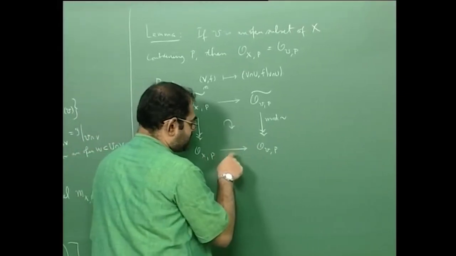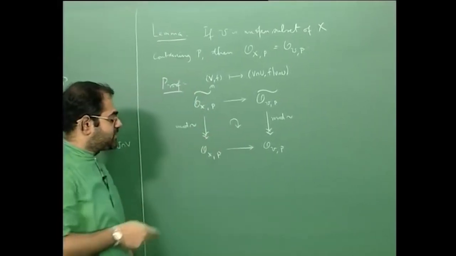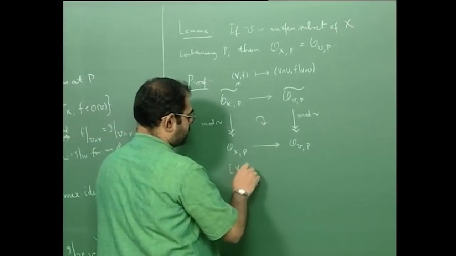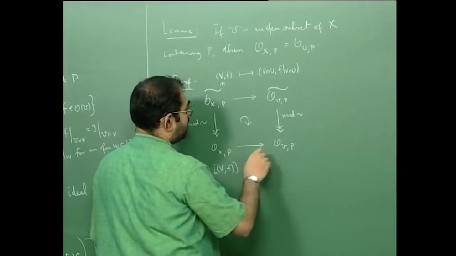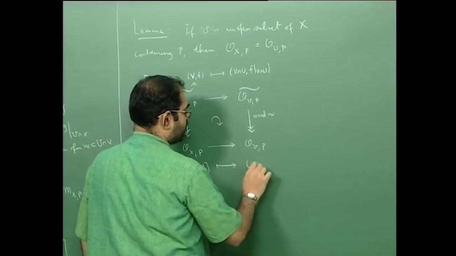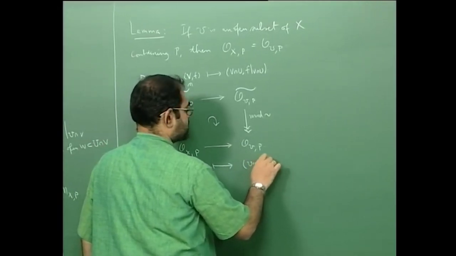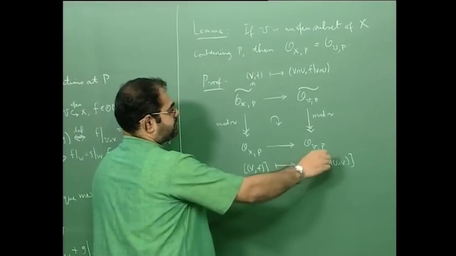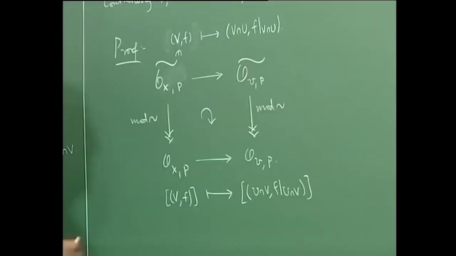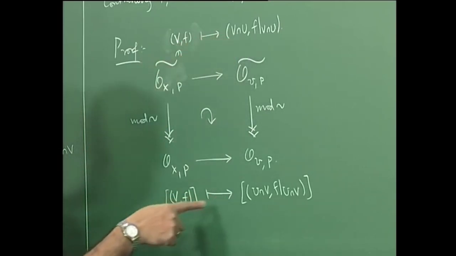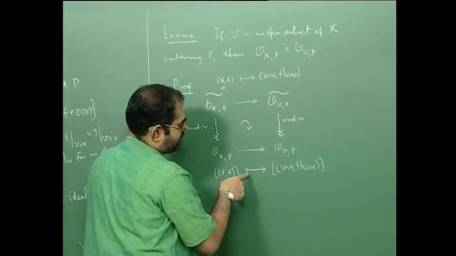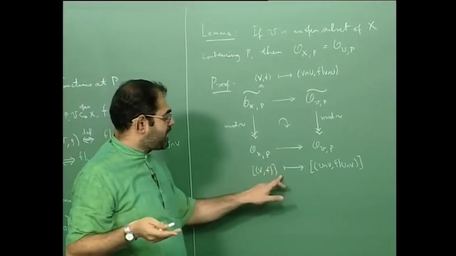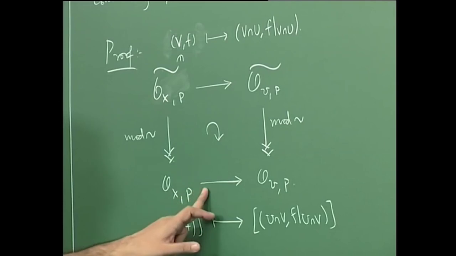Then you can explicitly check that this map is both injective and surjective. If I have a germ of a function (V, f), the map is going to send (V, f) to (U ∩ V, f restricted to U ∩ V) and its germ. This is going to be the map here, and because this map is induced by this map, now it's very easy. It's very clear that this is going to preserve addition, multiplication, and so on. So this will be a K-algebra homomorphism.